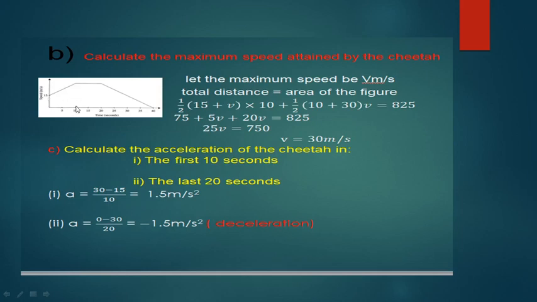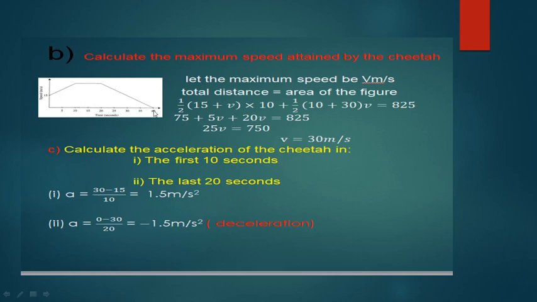So we can say area here is a half into brackets our A, 15, plus our B, which is V, times the height from here to here, which is 10. Then plus this other trapezium, we can say our A is from here to here and our B is here.